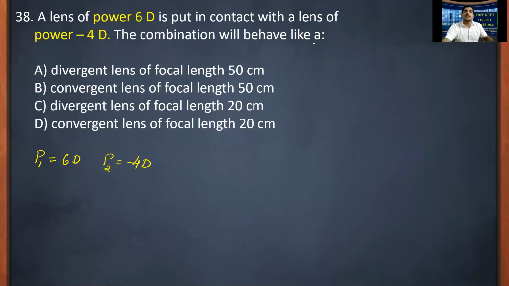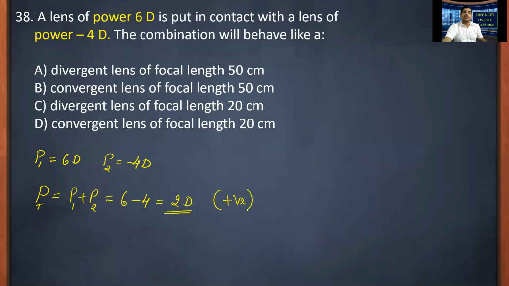Then the combination will behave like... To see how the combination behaves, what should we do? We take the total power. So power of the combination, total power is equal to P1 plus P2. So that is equal to 6 minus 4, which is equal to 2D. So the power comes to be positive.